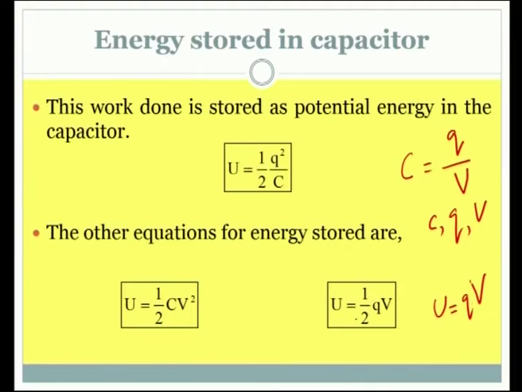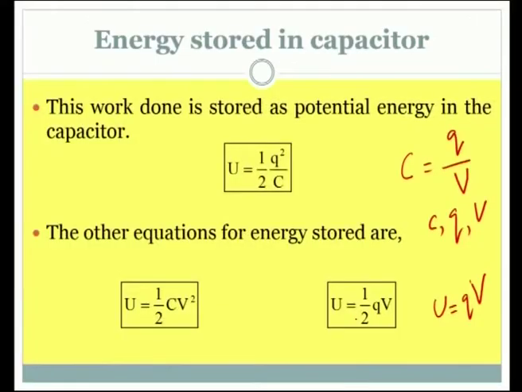So, what happens? Only 50% of the energy is stored as potential energy in a capacitor. What happens to the remaining 50%? 1 divided by 2 is 0.5. So, 50% if you do that. What happens to the remaining 50%?